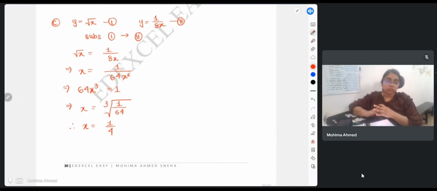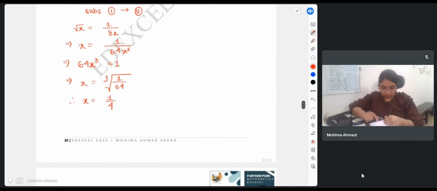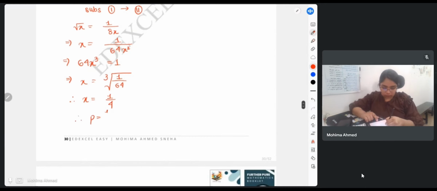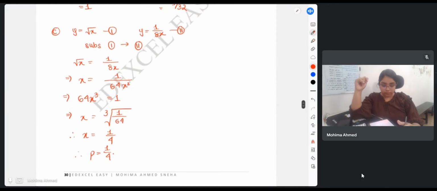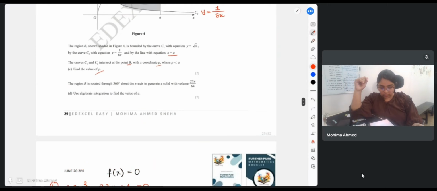We were only asked to calculate the x-coordinate of point P. So this is the x-coordinate of point B, which is also labeled as P in your question. So you can write that therefore P equals 1 by 4, because the x-coordinate of B was named as point P in your question. So this is the working for part C. Now we'll move on to part D.